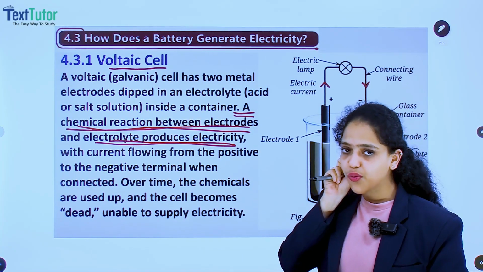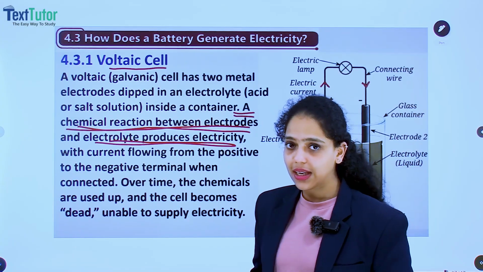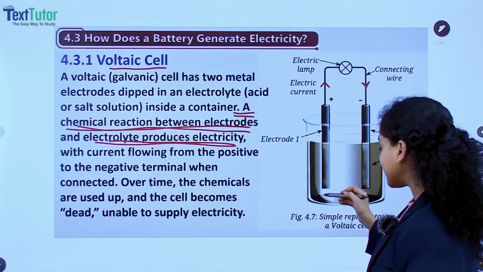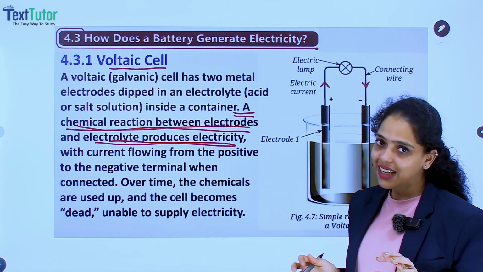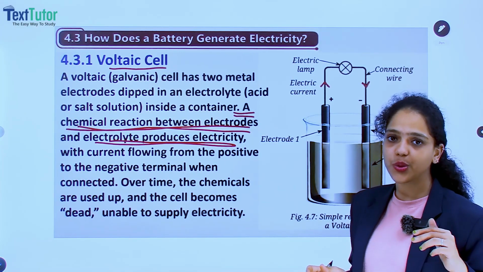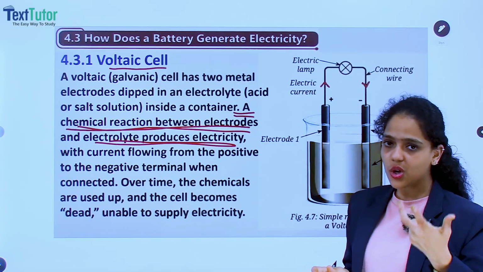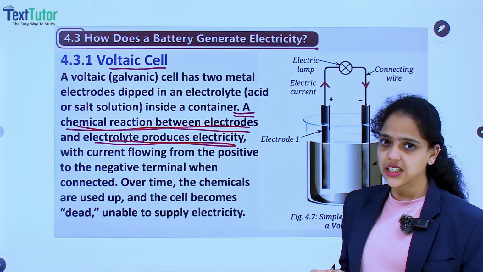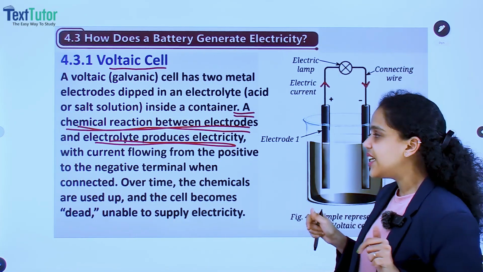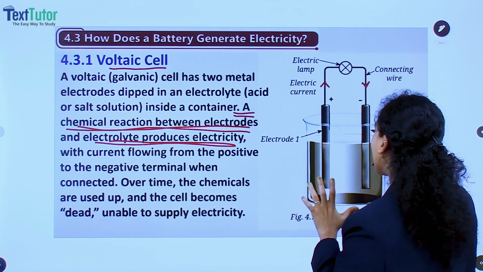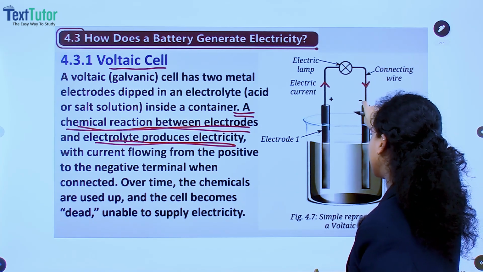The arrangement of a voltaic cell contains two electrodes and a container which contains electrolyte. The electrolyte should be either a salt solution or an acid. Two electrodes of metals are dipped into the electrolyte, and this is connected.